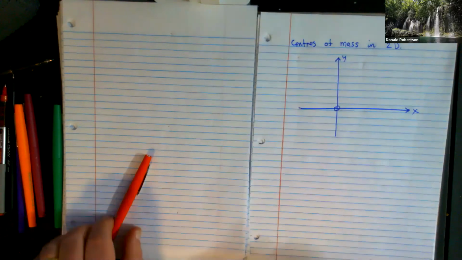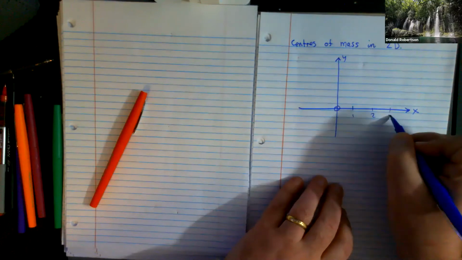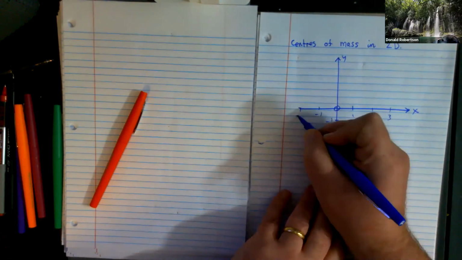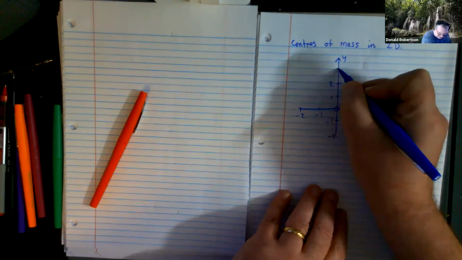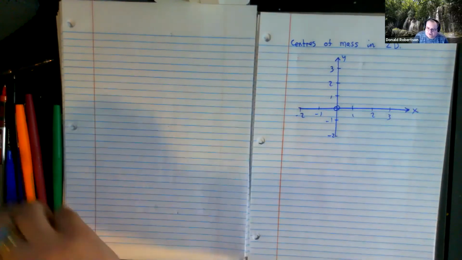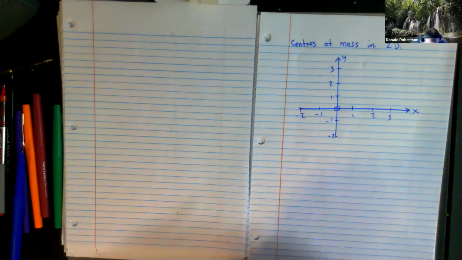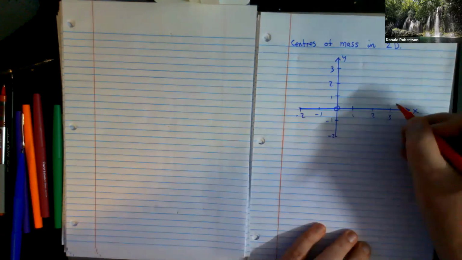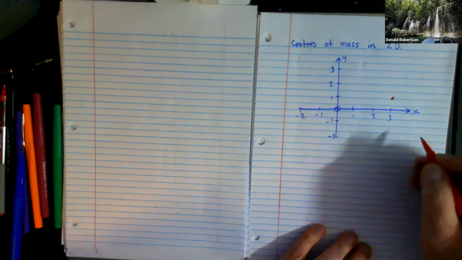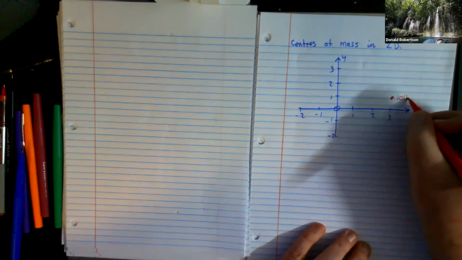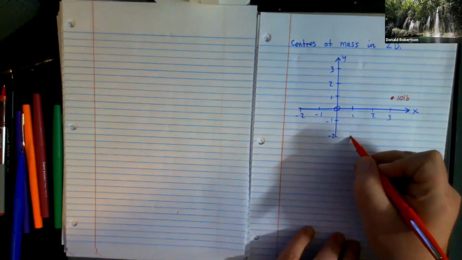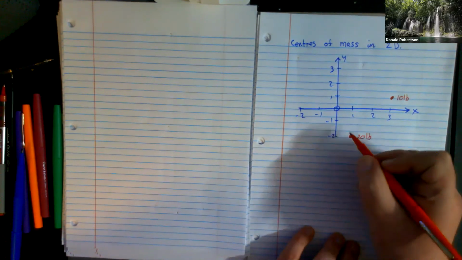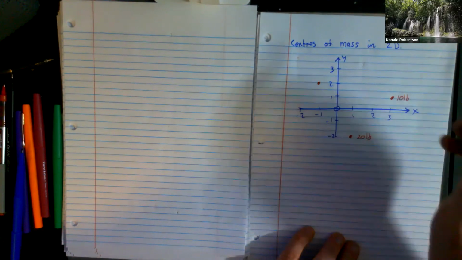So 1, 2, 3, -1, -2. So we're imagining that we have some objects in 2 dimensions. So at the point 3, 1, right, that's there. We have a 10-pound weight. Down here, we have a 20-pound weight. And let's say over here, we have a 30-pound weight.